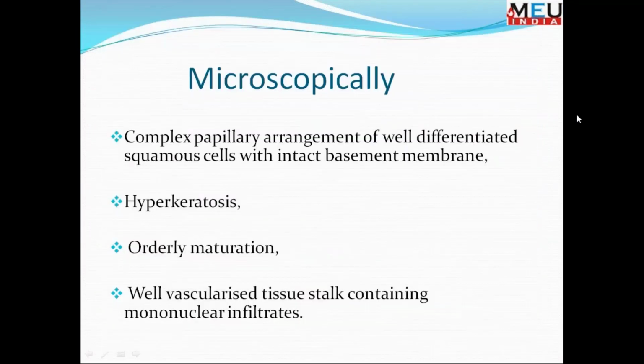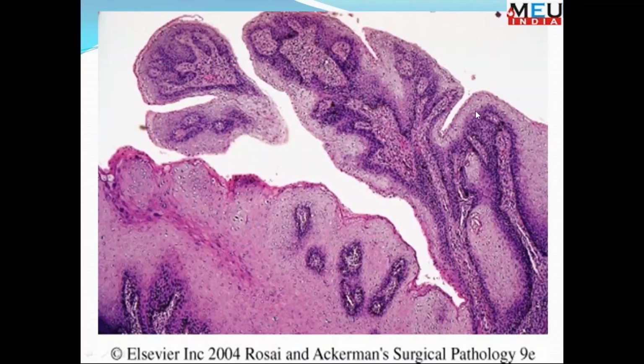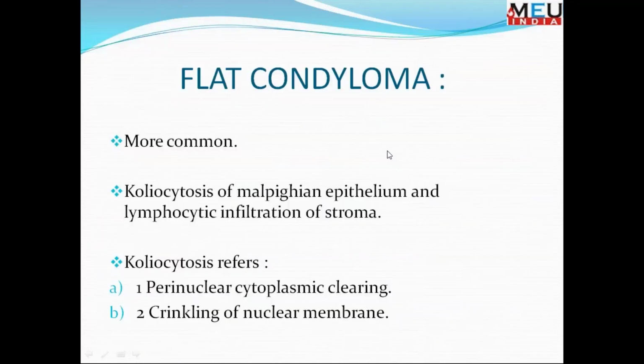Microscopically, it shows a complex papillary arrangement of well differentiated squamous cells with intact basement membrane, hyperkeratosis, orderly maturation, and well vascularized tissue stalk containing mononuclear infiltrates. On cut section, you can see this is the stalk, and these are the squamous epithelial cells.